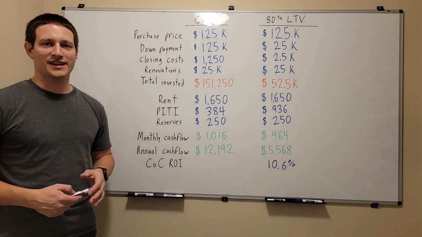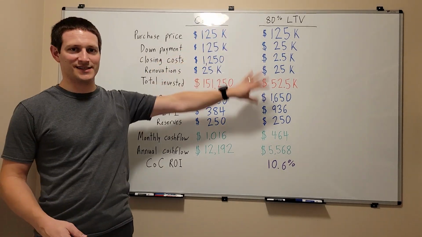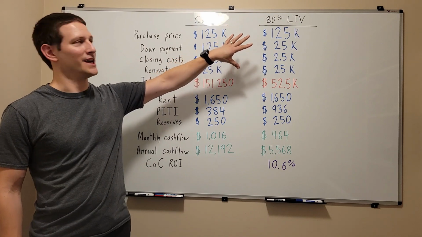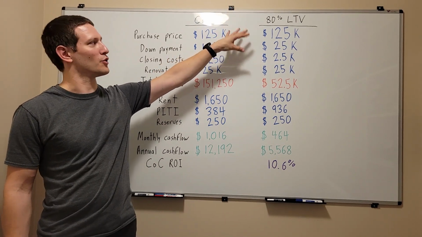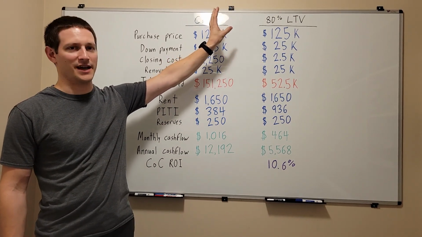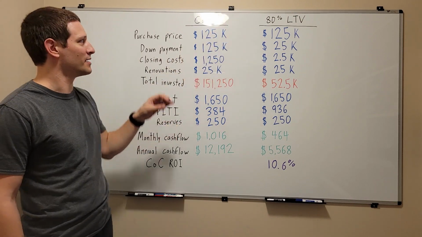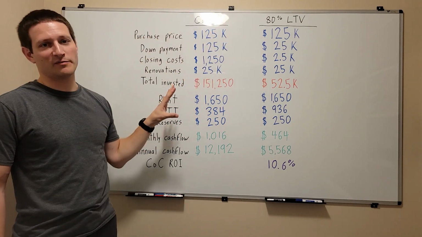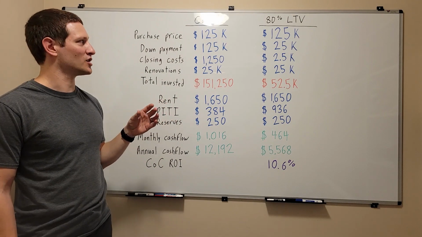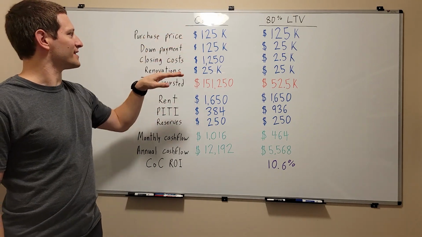So this is the house that we ended up buying. Everything in the right column is the same, and this is how we ended up buying it: 80% loan to value, or essentially a mortgage where we put 20% down, and the bank had a mortgage for the other 80%. But this column is what the numbers would have been if we had bought the house in cash. So as you can see, purchase price would have been the same.